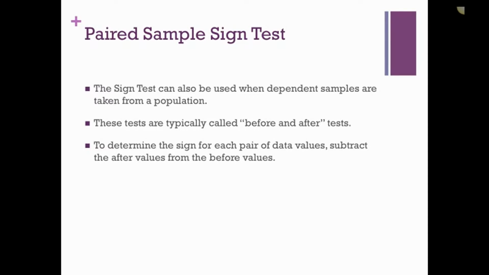Now, for a paired sample sign test, we're still going to assign each pair of values a positive or a negative sign, but we're going to determine that sign a little bit differently. We're going to subtract an after value from the before value for each data pair in the sample to determine what symbol they receive, positive or negative.